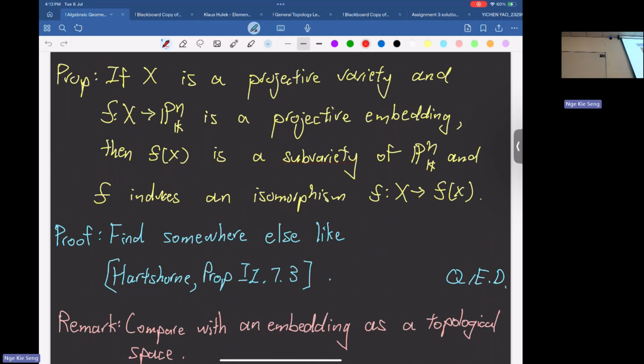Okay, so the next proposition is: if X is a projective variety and f from X to P^n is a projective embedding, then what you can see is that the image is actually a subvariety of P^n k, and f induces an isomorphism from X to its image.